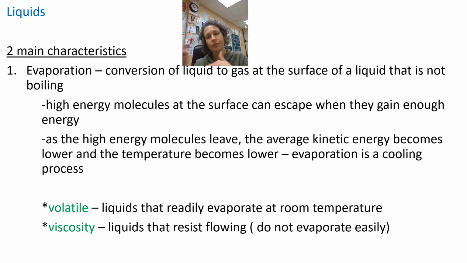And so remember, they're in there flowing, and as they continually run into each other, momentum is built up in one of the particles that is in that collision. And once it gains enough momentum, it will leave the liquid as a gas. That is evaporation. Typically, evaporation is called a cooling process because as the high energy molecules leave, they're taking energy with them. Remember, we can sense kinetic energy as heat, as temperature, so they're taking heat away and the temperature becomes lower.